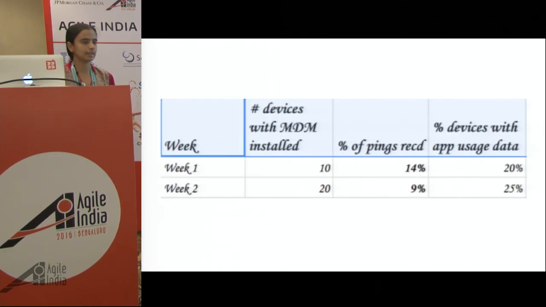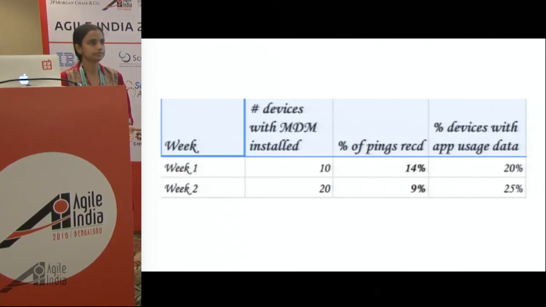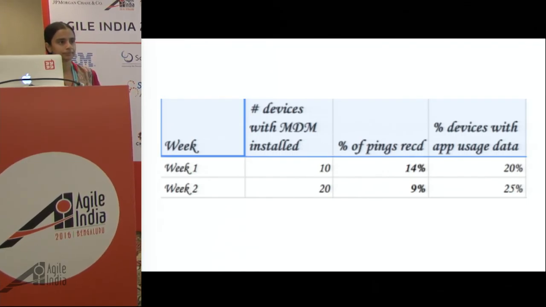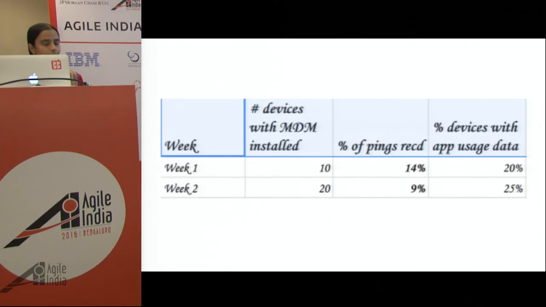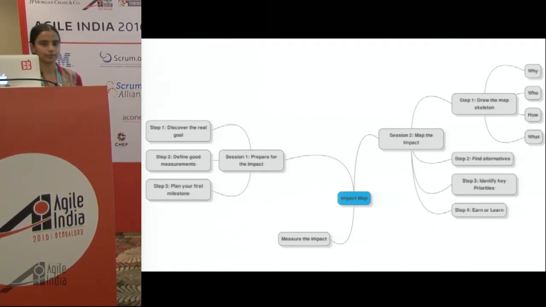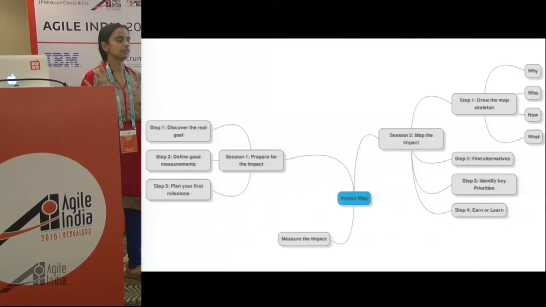So the idea over here is that even before we build all the features, we started asking, should we really need to build all the features? Because there is no meaning in building it if it's not creating much impact. And just to recap, this is the mind map of the impact map. I don't know whether it will be very clear. Sorry about that.